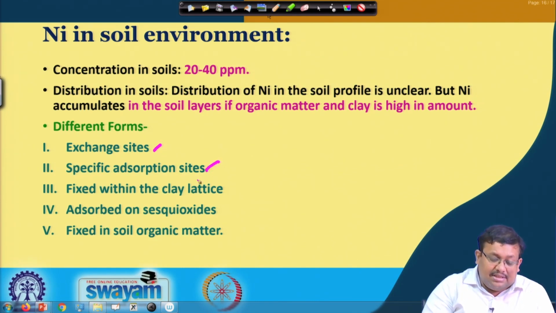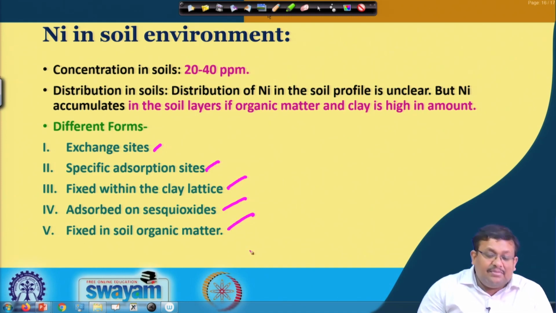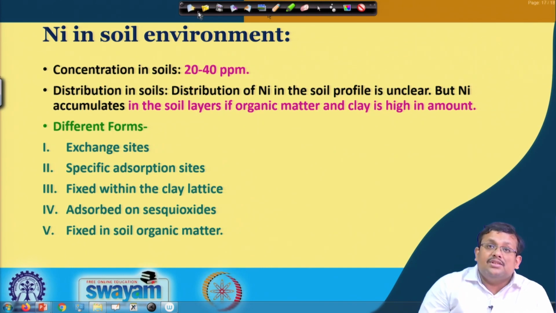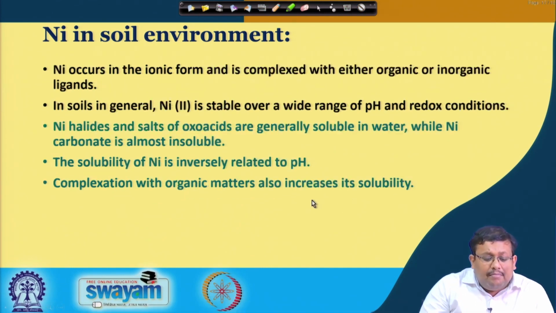What are the different forms of nickel in the environment? One is the exchangeable sites. You can see nickel present in exchangeable sites, specific adsorption sites, fixed within the clay lattice, adsorbed on sesquioxides and fixed in soil organic matter. So, these are some of the forms in which you can see nickel present in the soil environment.